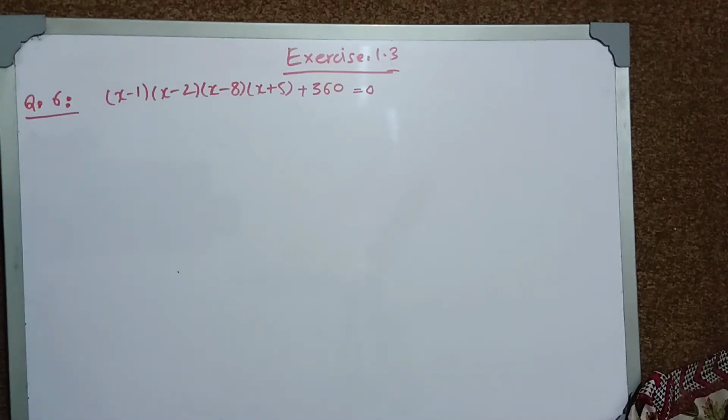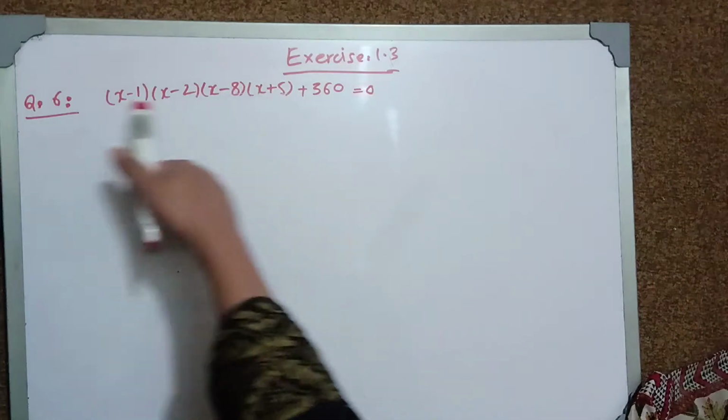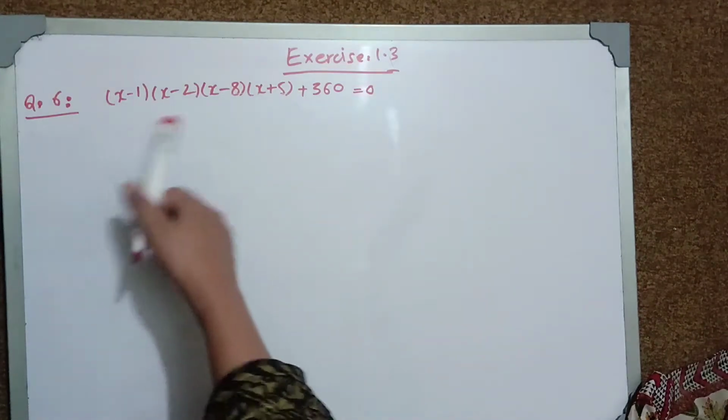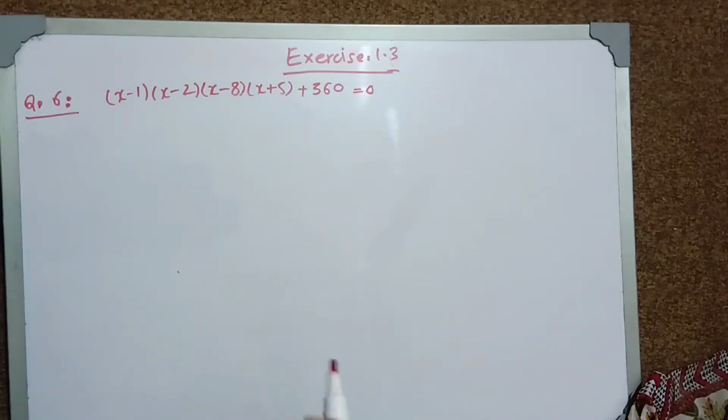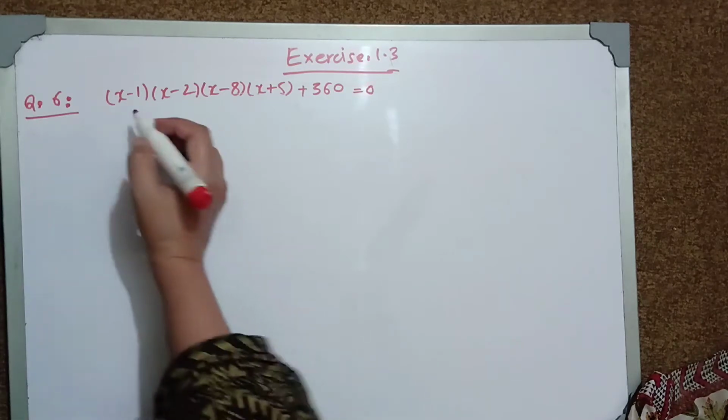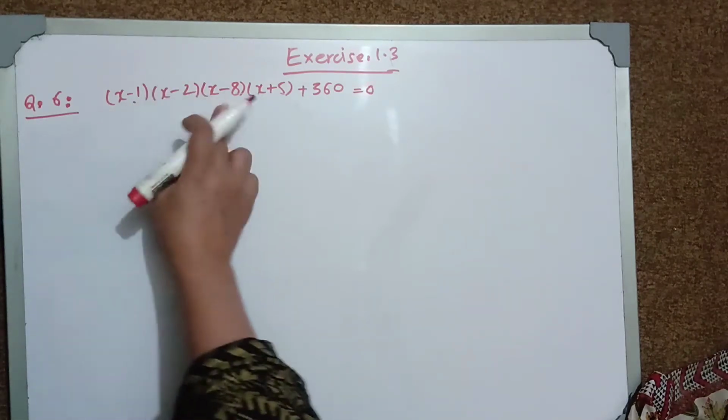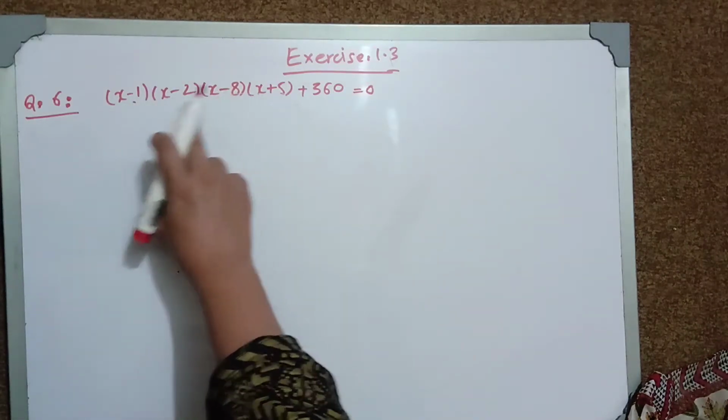Today we are going to solve question number 6 from exercise 1.3. Whenever you get this kind of algebraic expression in which you're given four brackets, first of all, you will check that on solving the constants of any two brackets, they give the same answer.